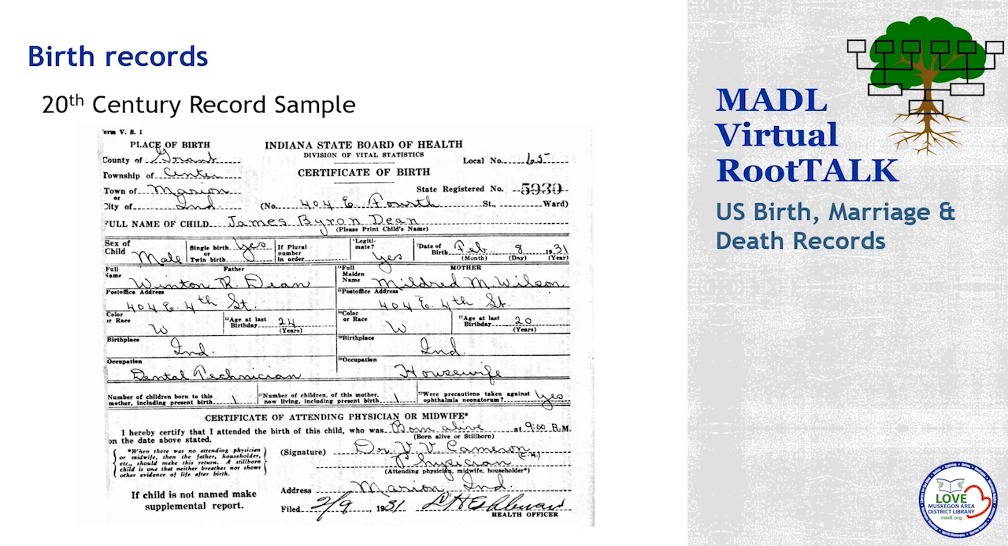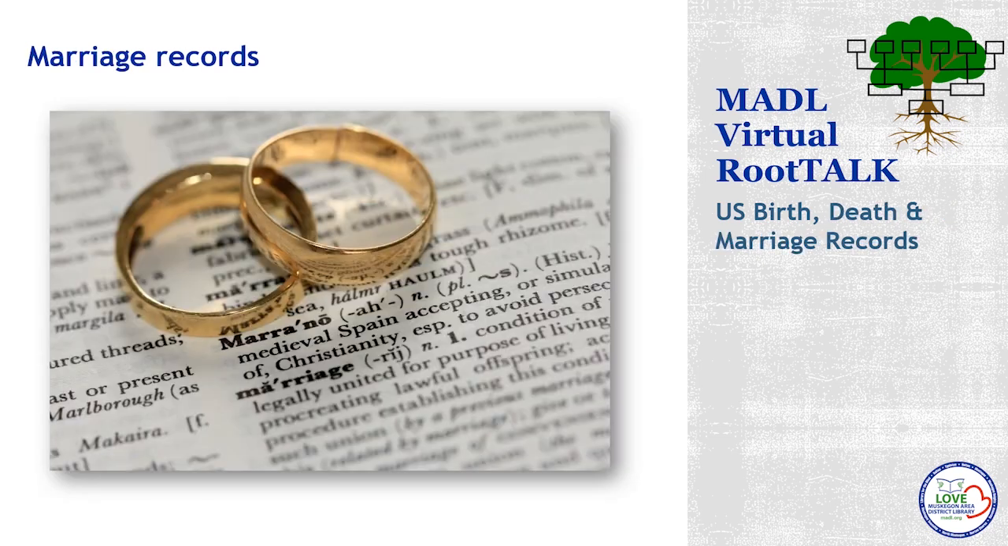So that's what birth records will look like, either in the ledger form or a certificate form. And you can see all the great information we can get from them to further our family history search. Now we're going to take a look at marriage records.